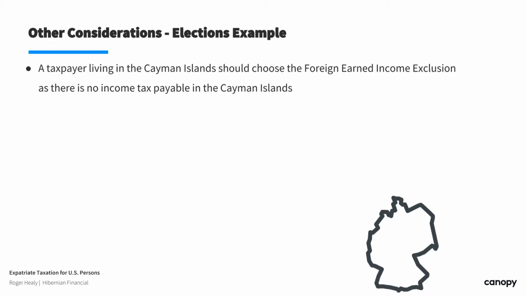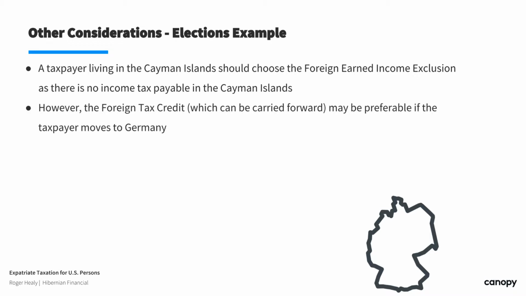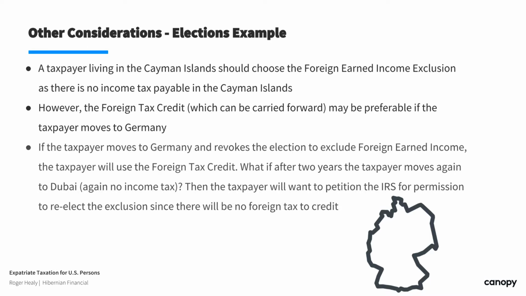However, the foreign tax credit, which can be carried forward, may be preferable if the taxpayer moves to Germany, where the individual income tax rates are higher than that in the US. If the taxpayer moves to Germany and revokes the election to exclude the foreign earned income, they'll use the foreign tax credit. But what if after 2 years they moved again to Dubai, again a country with no income tax? Then they will want to petition the IRS for permission to re-elect the exclusion, since there will be no foreign tax to credit.